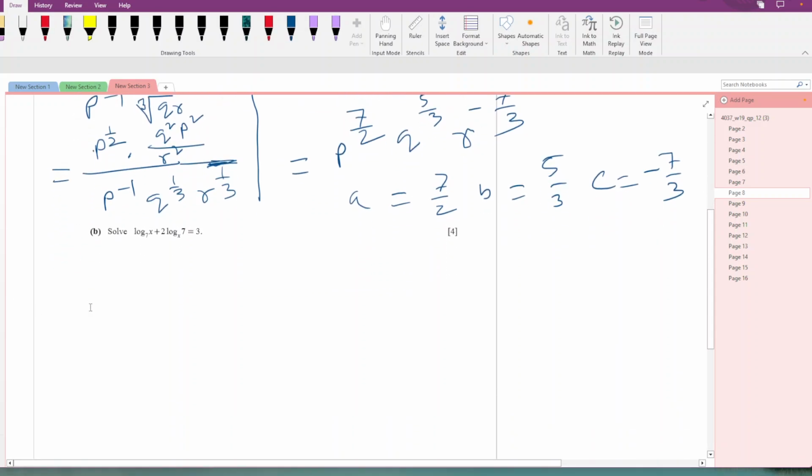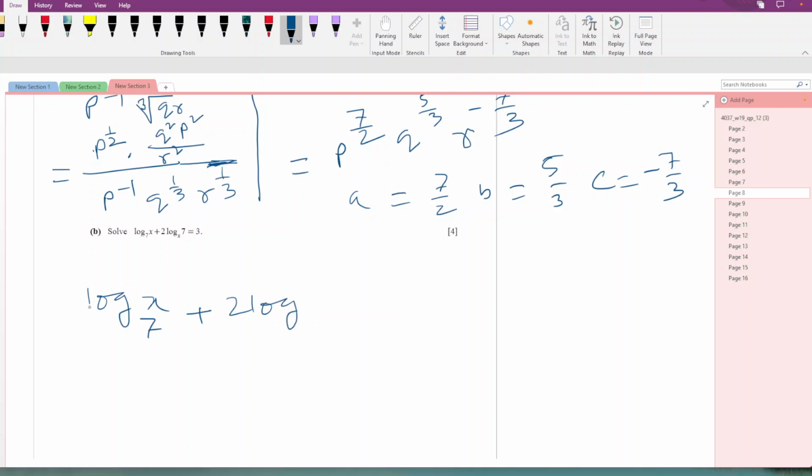Now question part B: log x to the base 7 plus 2 log 7 to the base x equals to 3.